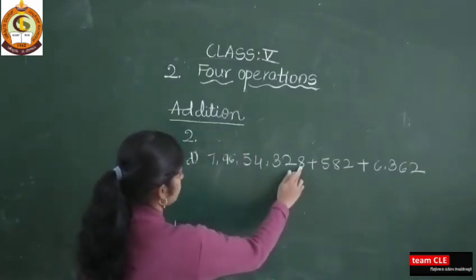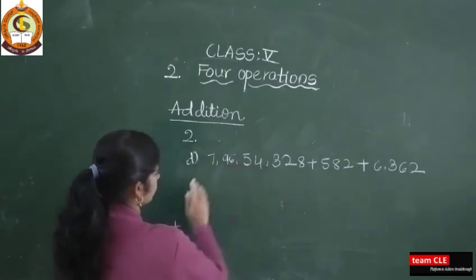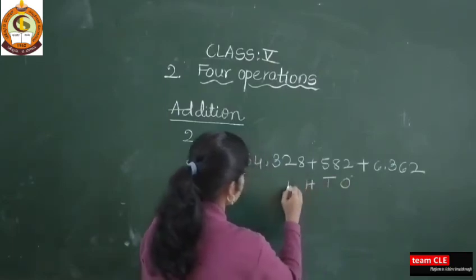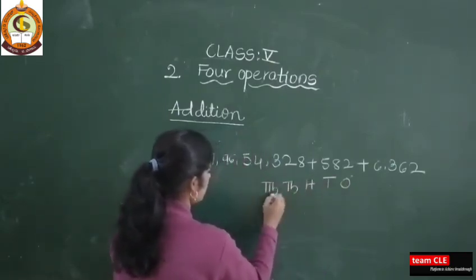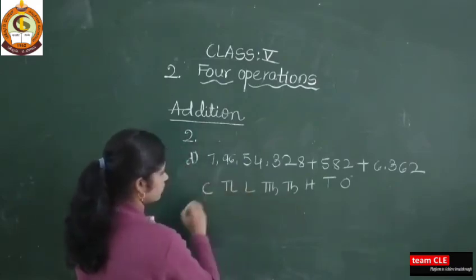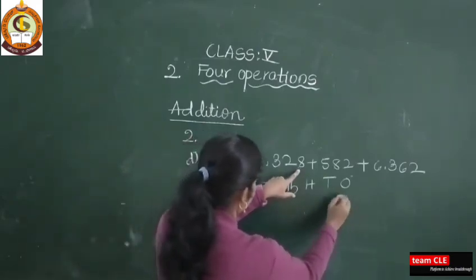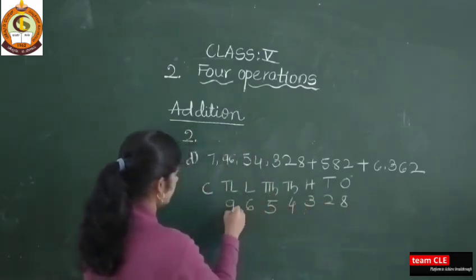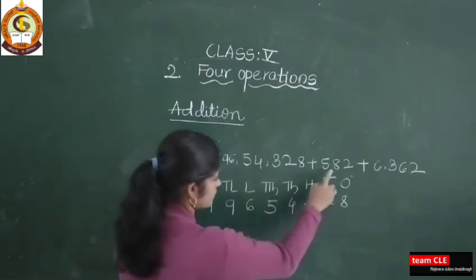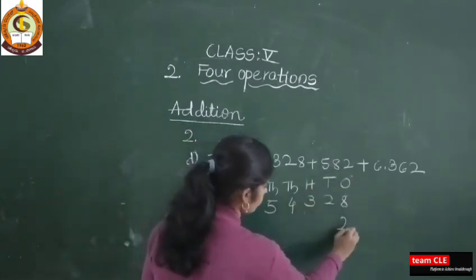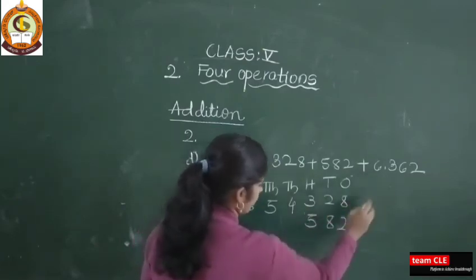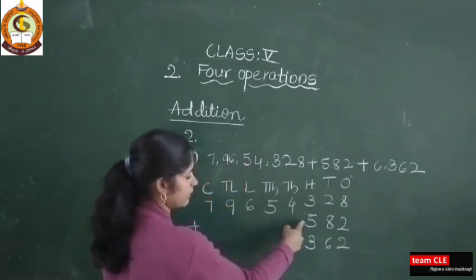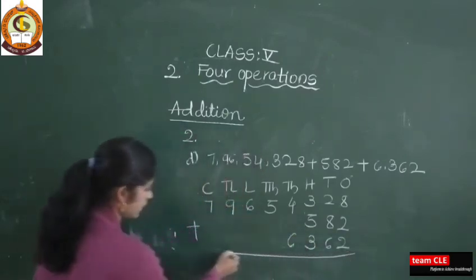Again count place values: ones, tens, hundreds, thousands, ten thousands, lakh, ten lakh, crore. Again you have to write up to the crore place. Ones, tens, hundreds, thousands, ten thousands, lakh, ten lakh, crore. Okay, so arrange this number 8, 2, 3, 4, 5, 6, 9, 7. Add here, this only 582 is there: 2, 8, 5. Again you write this number 2, 6, 3, 6. Here only up to the hundreds place, and this is there only up to the thousands place.